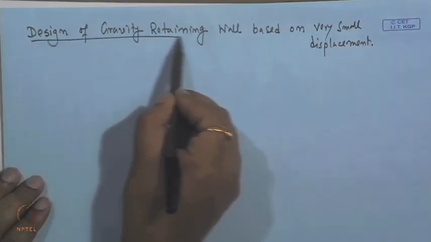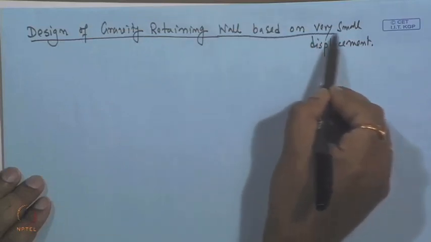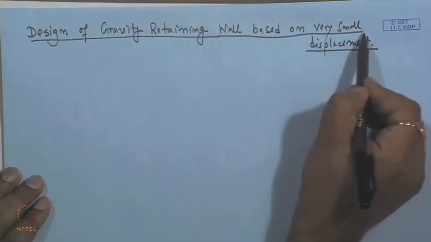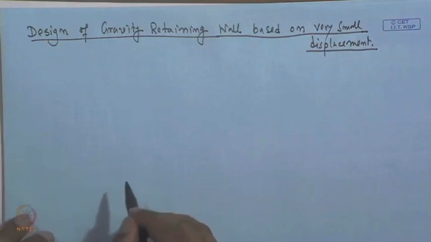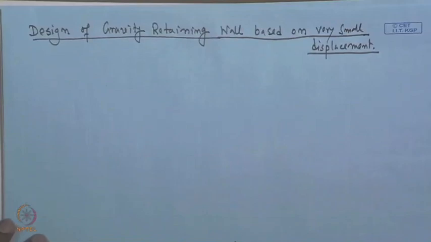So, design of gravity retaining wall is based on very small displacement. Here, if it is a cantilever retaining wall, then it is not a very huge retaining wall. So, that part we consider, we determine the earth pressure based on the previously described methodology. Now, if it is a gravity retaining wall, then how is this weight considered?